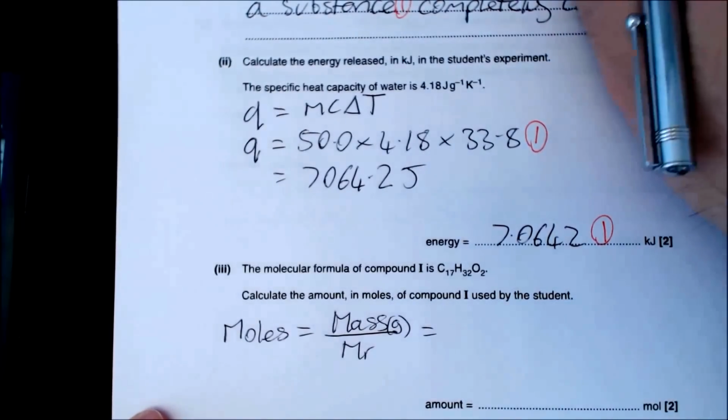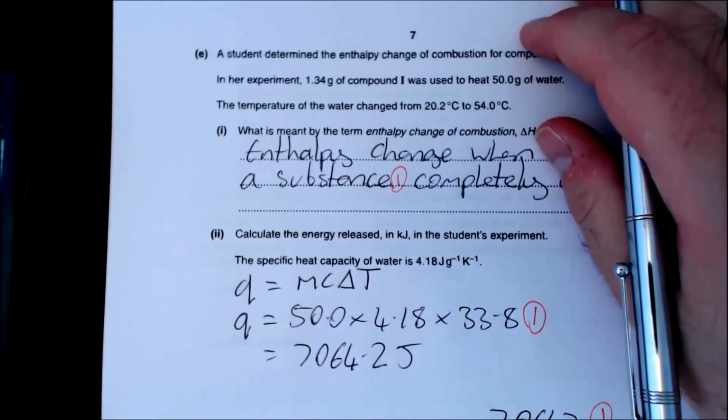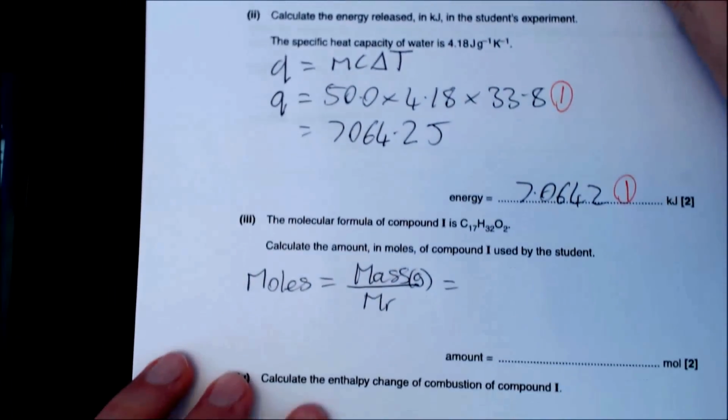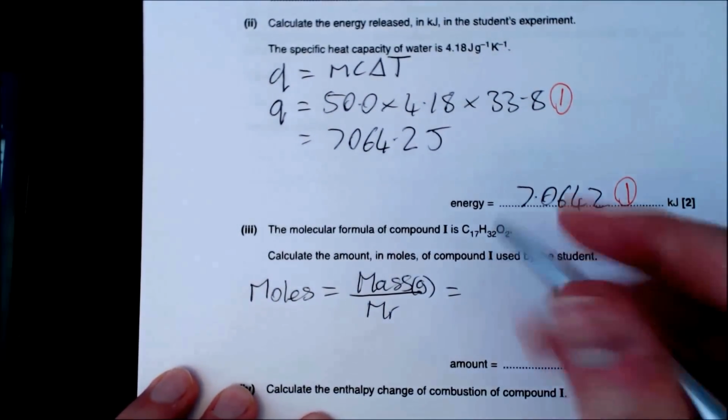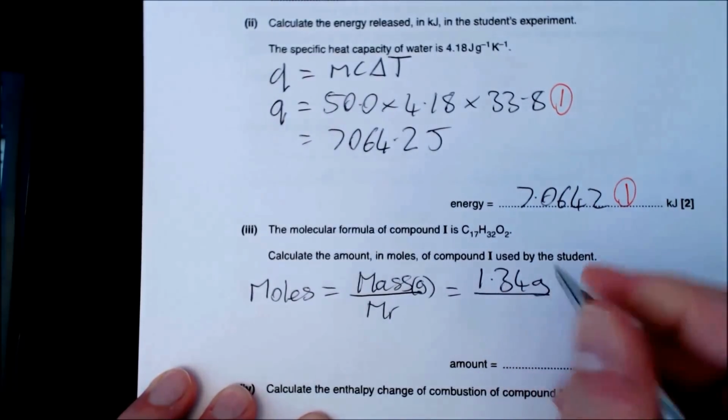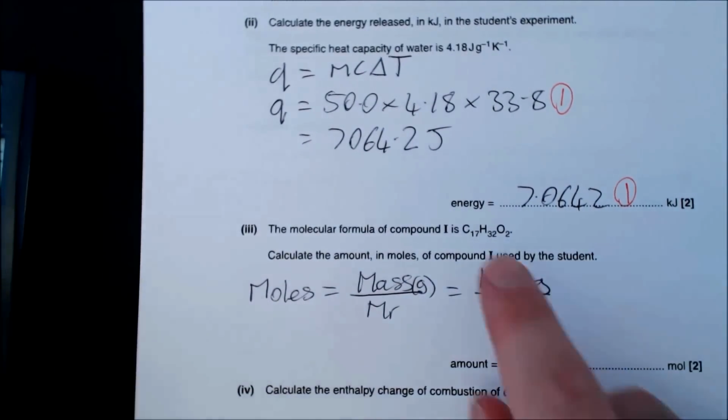So the mass, we were told that, if I just refer you back up to here, that we had 1.34 grams of the compound. So therefore, we're going to put that there, 1.34 grams. We're going to divide that by, now we have to work out the molecular mass of this.